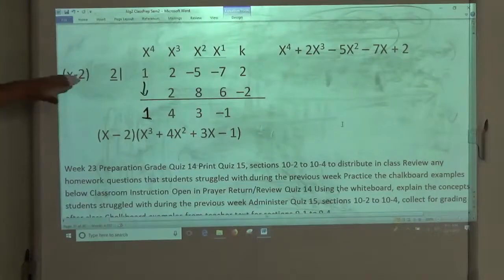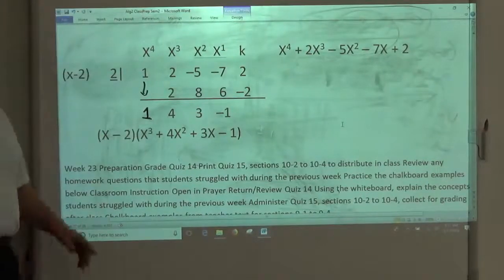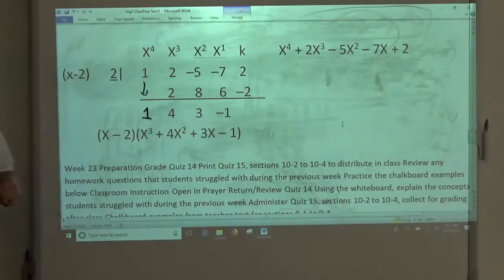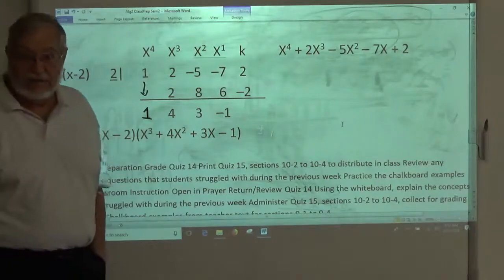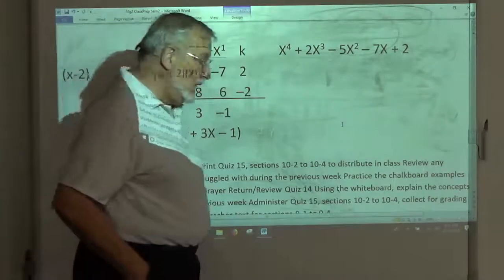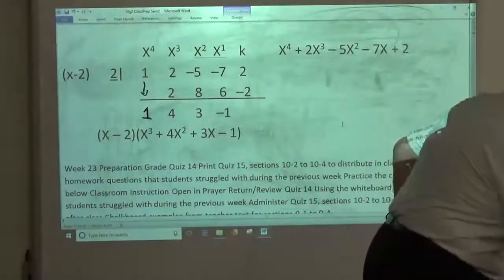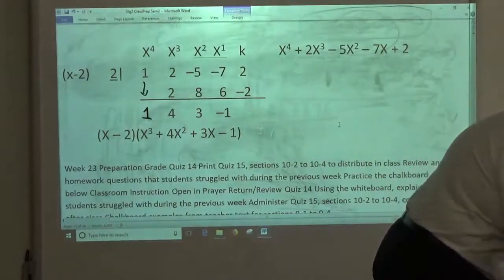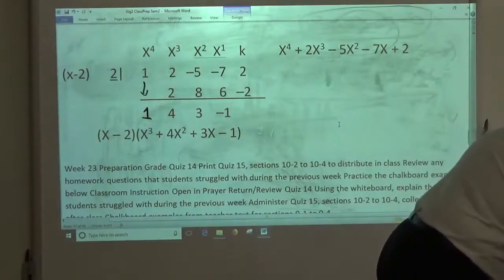But I was setting this up. So that's synthetic division. Now, if you understand that, that's all there is to synthetic division. Alright, so let's look at the textbook and see if we can do a couple of these. That's 10-4.